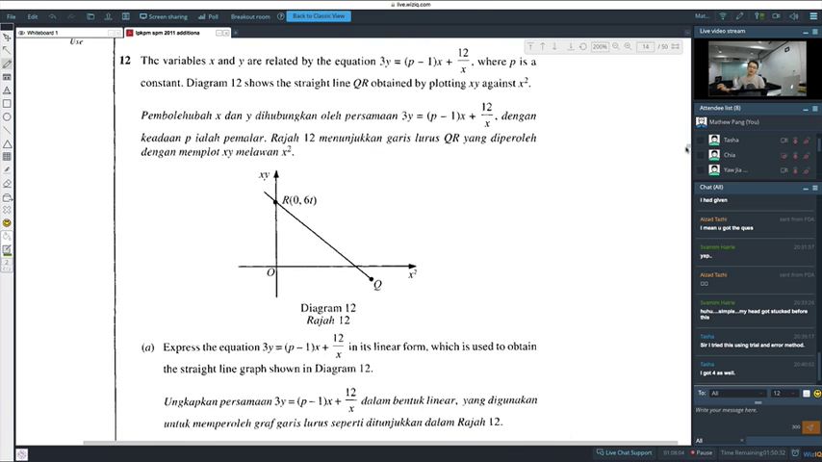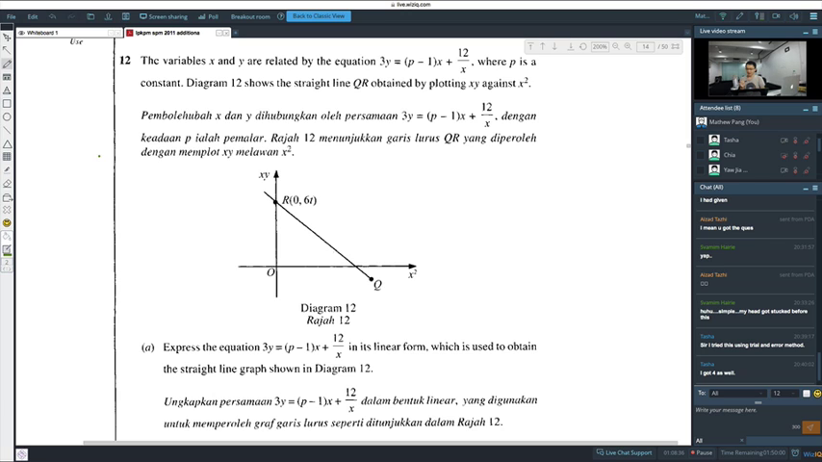12. This is linear law. I think it's from Form 5 topic. The variables x and y are related by the equation 3y equals p minus 1 times x plus 12 over x, where p is a constant. Then you have the diagram over here, expressed in linear form, which is used to obtain the straight line shown in diagram 12.